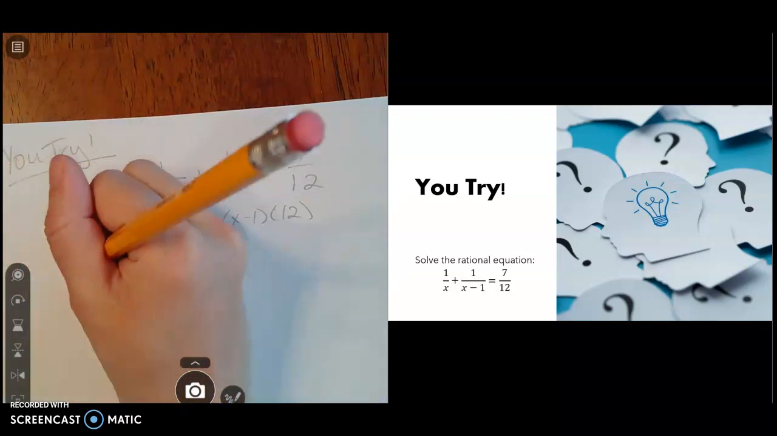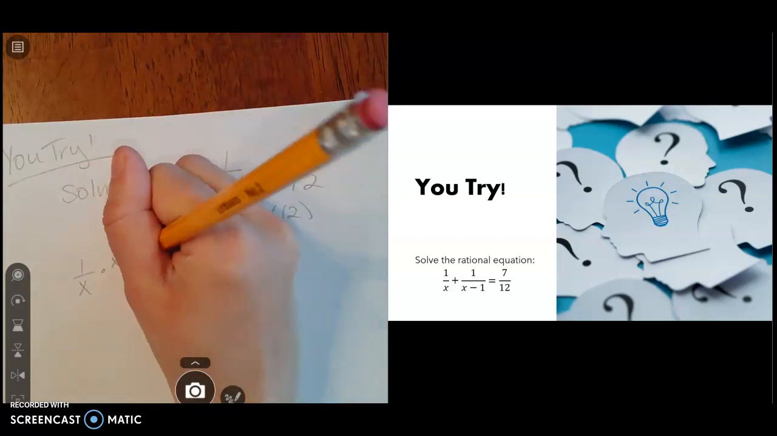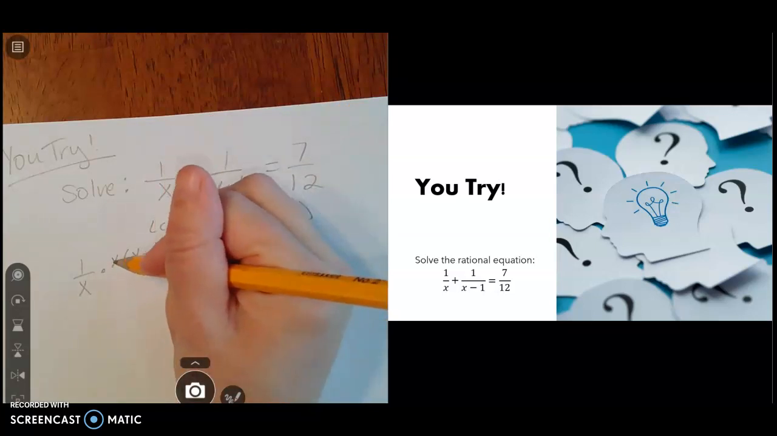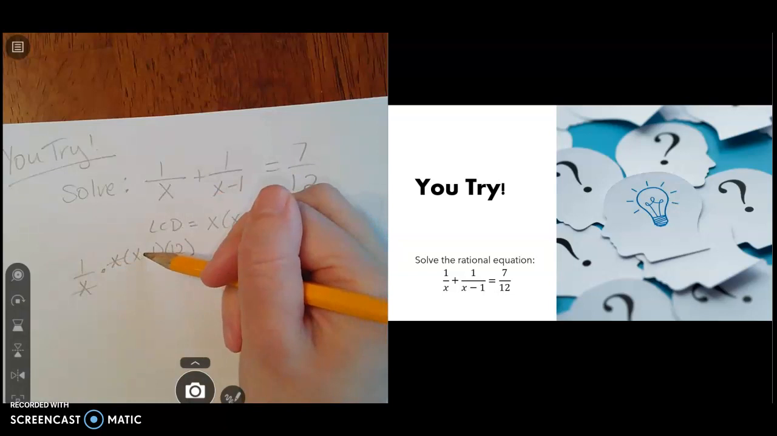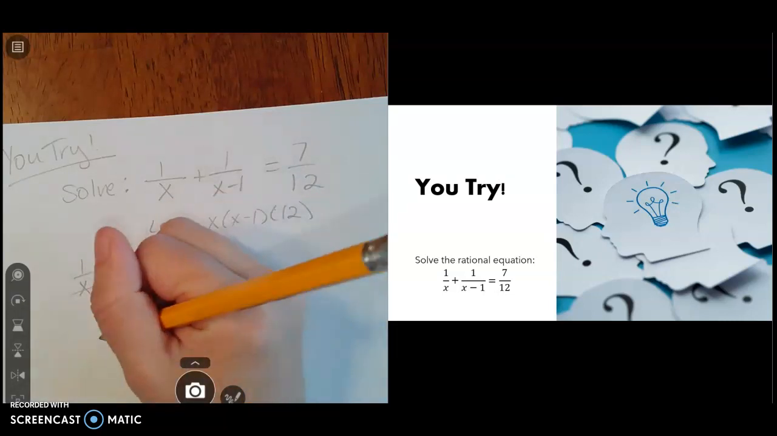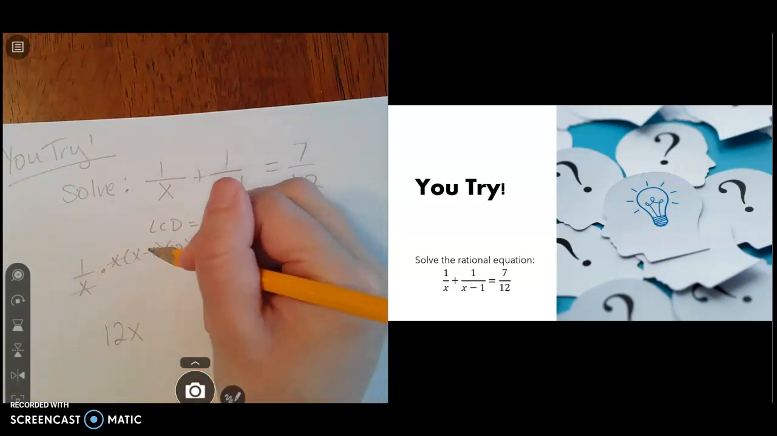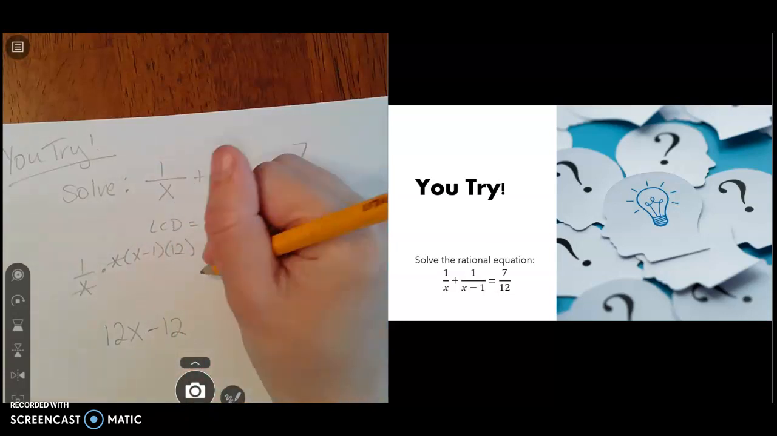If I multiply 1 over x, that first term, by x, x minus 1, and 12, what's going to happen is the x's divide out, right? So then I have 1 times x minus 1 times 12. Well, 1 times 12 is 12. 12 times x is 12x. And 12 times negative 1 is negative 12. All right, first term, checkbox.